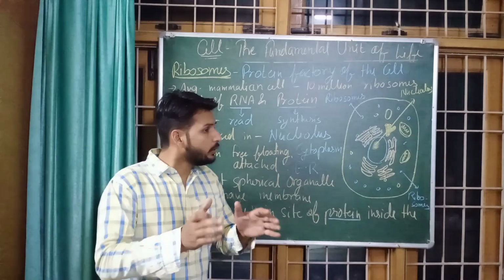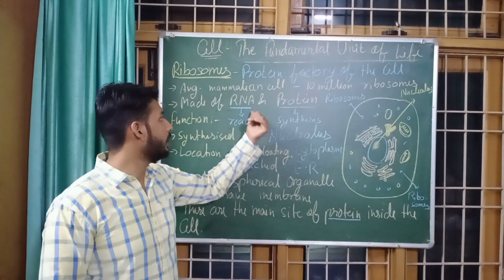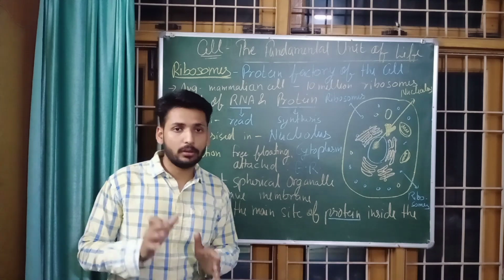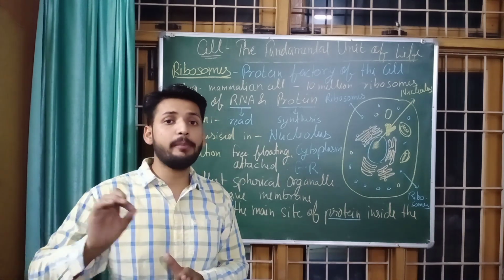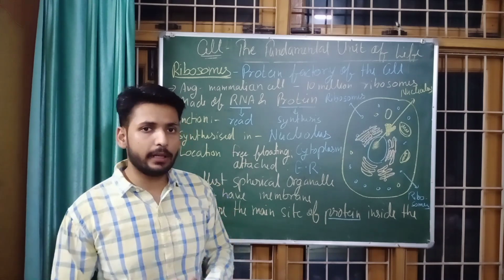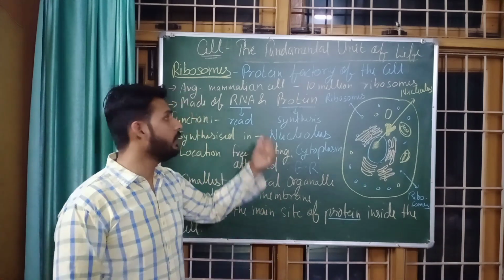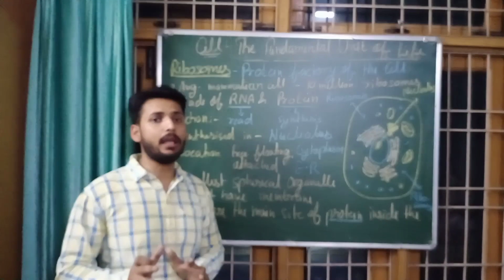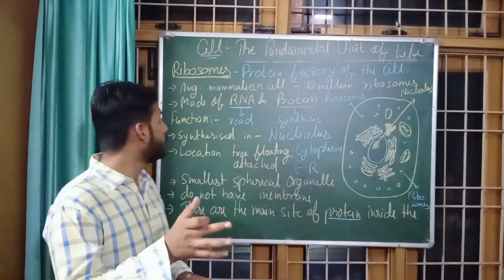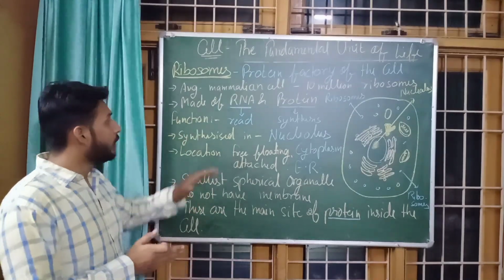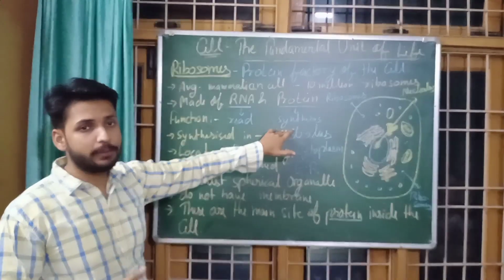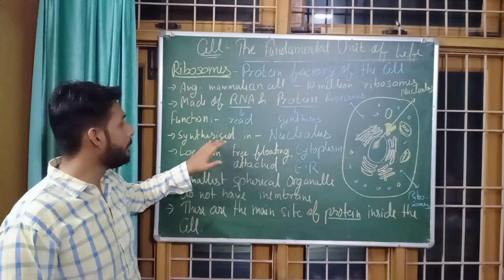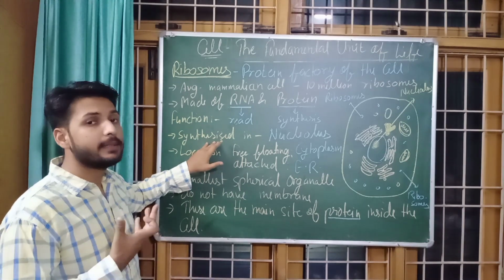Got it? So the RNA it is formed of is known as rRNA. Why is it known as rRNA? It is ribosomal RNA. The RNA which is present in ribosomes is known as rRNA. Got it? So we can see here its function is to read RNA and synthesize protein. Next we can see where it is synthesized.